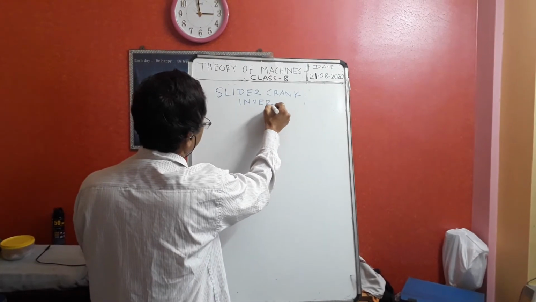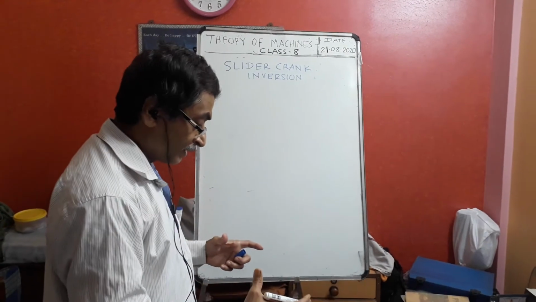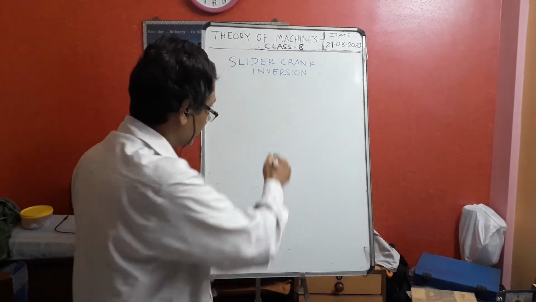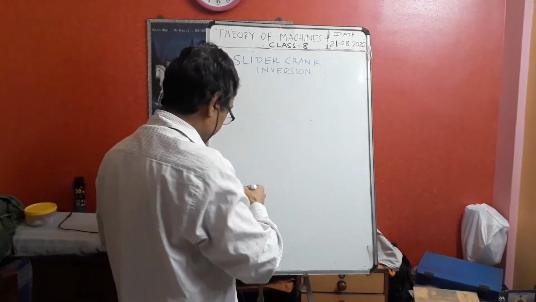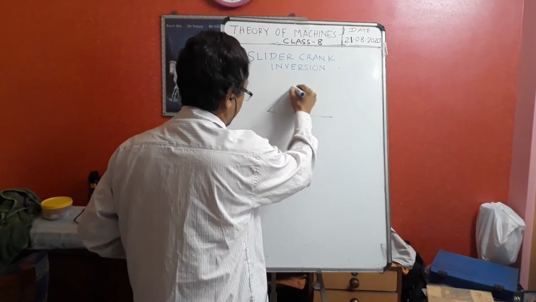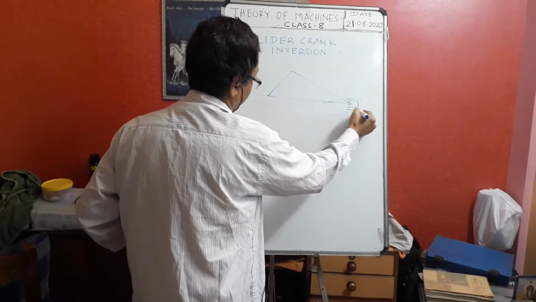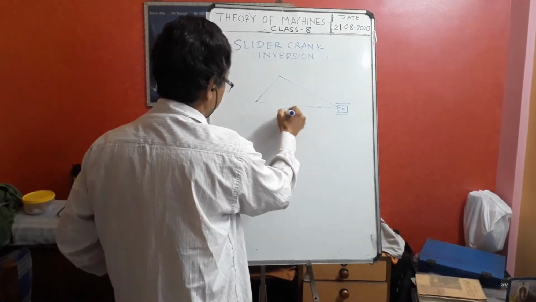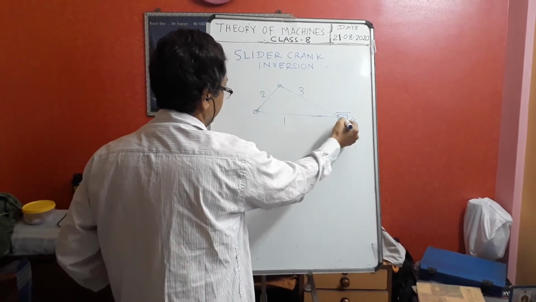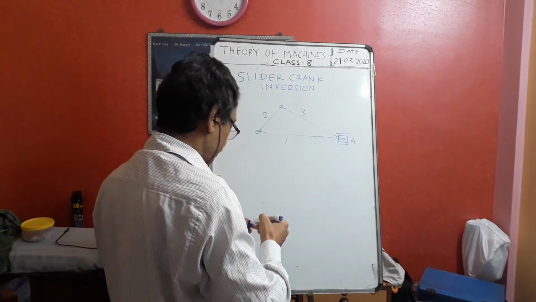I am repeating it. Inversion means different form, different figures, different mechanism. Same thing. So suppose this is your slider crank. This is the crank, this is the connecting rod or coupler, this is the slider. So this is 1, 2, 3, 4. If we fix a different link, link 1, link 2, then we will get a different mechanism.